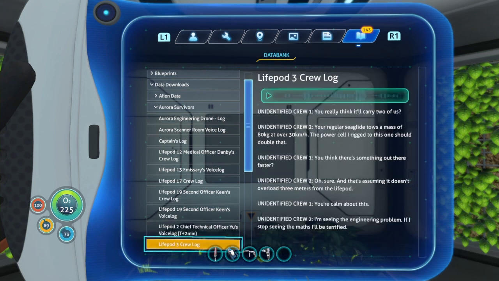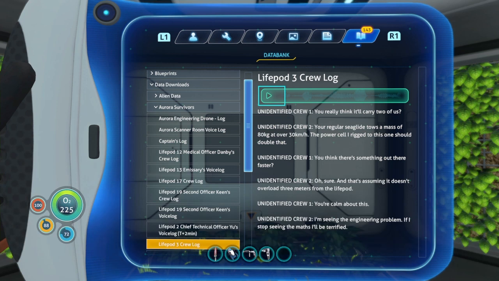So, moving along to Life Pod 3 crew log. You really think it'll carry 2 of us? Your regular sea glide tows a mass of 80 kilograms at over 30 kilometers an hour. The power cell rig to this one should double that. You think there's something out there that's faster? Oh, sure. And that's assuming it doesn't overload 3 meters from the life pod. You're calm about this. I'm seeing the engineering problem. If I stop seeing the maths, I'll be terrified.